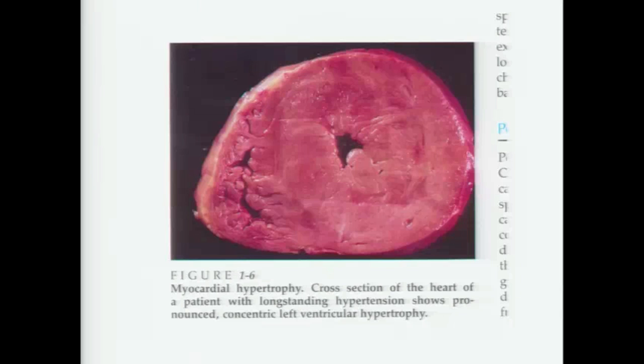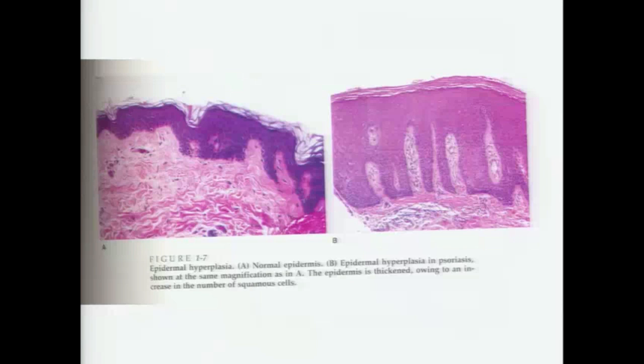So often what goes hand in hand with hypertrophy, all the conditions that create hypertrophy, also can create what's called hyperplasia, where you get an increase in cell number. So often hypertrophy and hyperplasia will occur together in a tissue.